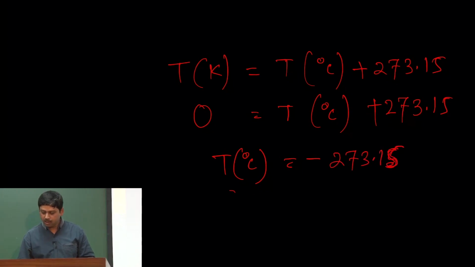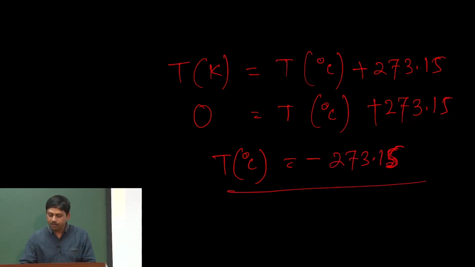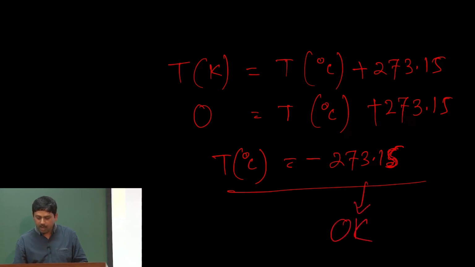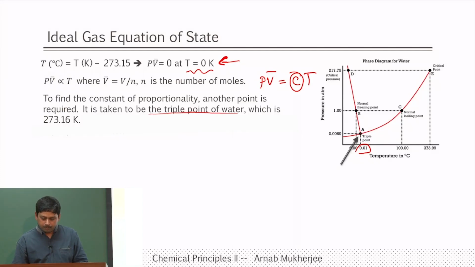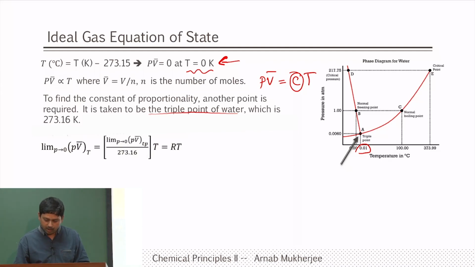So, this is the temperature. So, this is minus 273.15 degree centigrade. This particular temperature is called 0 Kelvin, and you will see later that this is unachievable. So, one cannot really attain 0 Kelvin temperature. So, now we have 2 points. One point is that 0 Kelvin where PV is 0, and another point is triple point of water. So, we can now plot.